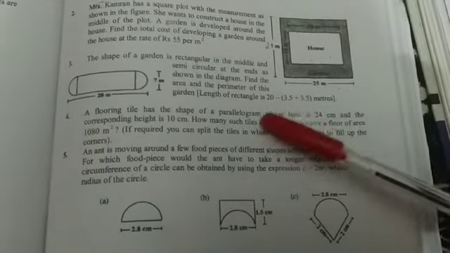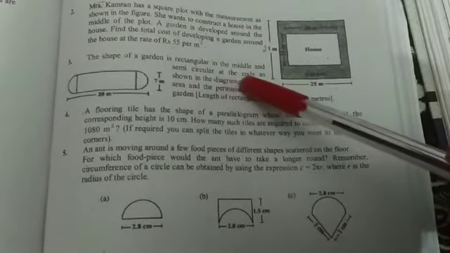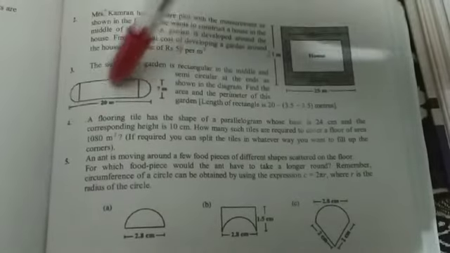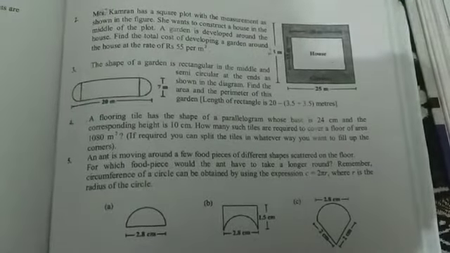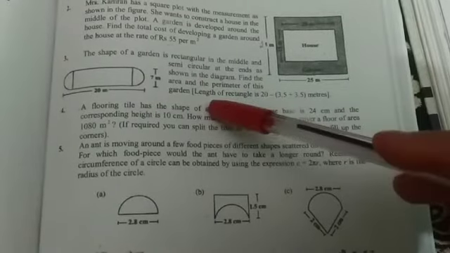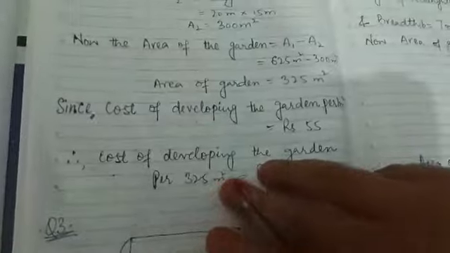So question number 3 is: the shape of a garden is rectangular in the middle and semicircular at the ends as shown in the figure. So this is the figure. It is a garden which, in the middle, is in the form of a rectangle, and at the ends it is a semicircle. So find the area and the perimeter of this garden. The length is given, let's see what we have to do.